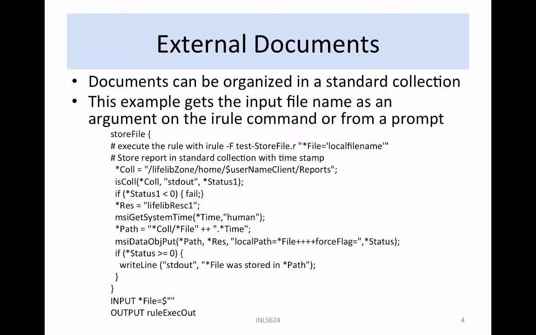The star call parameter is defined interactively. When the rule is executed, the $ sign after star file equal dollar tells the system to prompt for the collection name. The collection name is then verified. The default resource is set for the LifeLive resource 1. The system time is retrieved in human format. The path collection for the versioned report is created and the object is put into the data grid.